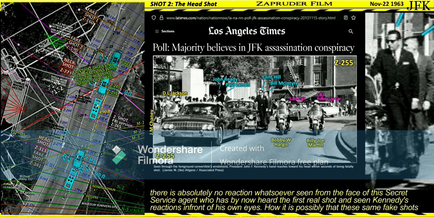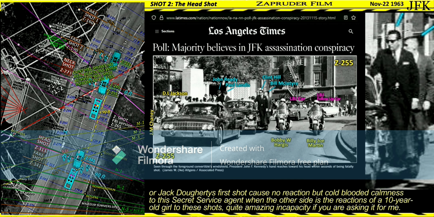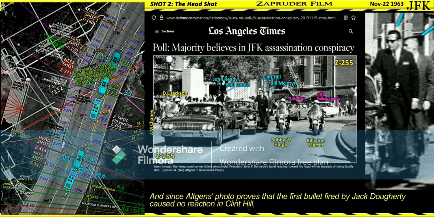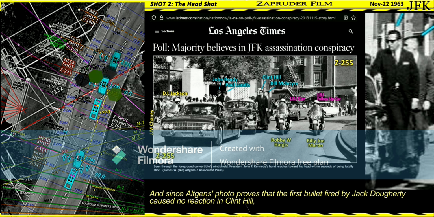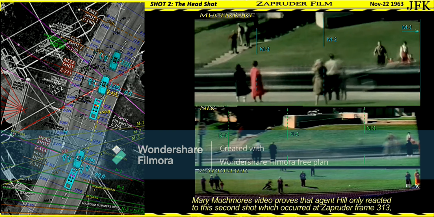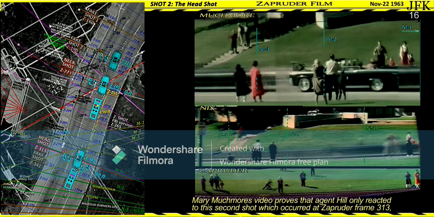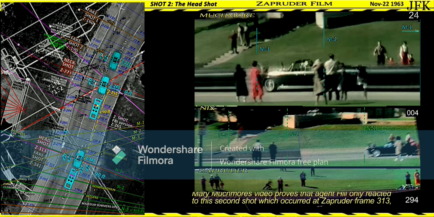How is it possible that these same fake shots, or Jack Dougherty's first shot, cause no reaction but cold-blooded calmness in this Secret Service agent, when on the other side are the reactions of a 10-year-old girl to these shots? Quite amazing incapacity, if you are asking me. And since Altgens's photo proves that the first bullet fired by Jack Dougherty caused no reaction in Clint Hill, Mary Muchmore's video proves that Agent Hill only reacted to this second shot, which occurred at Zapruder frame 313.